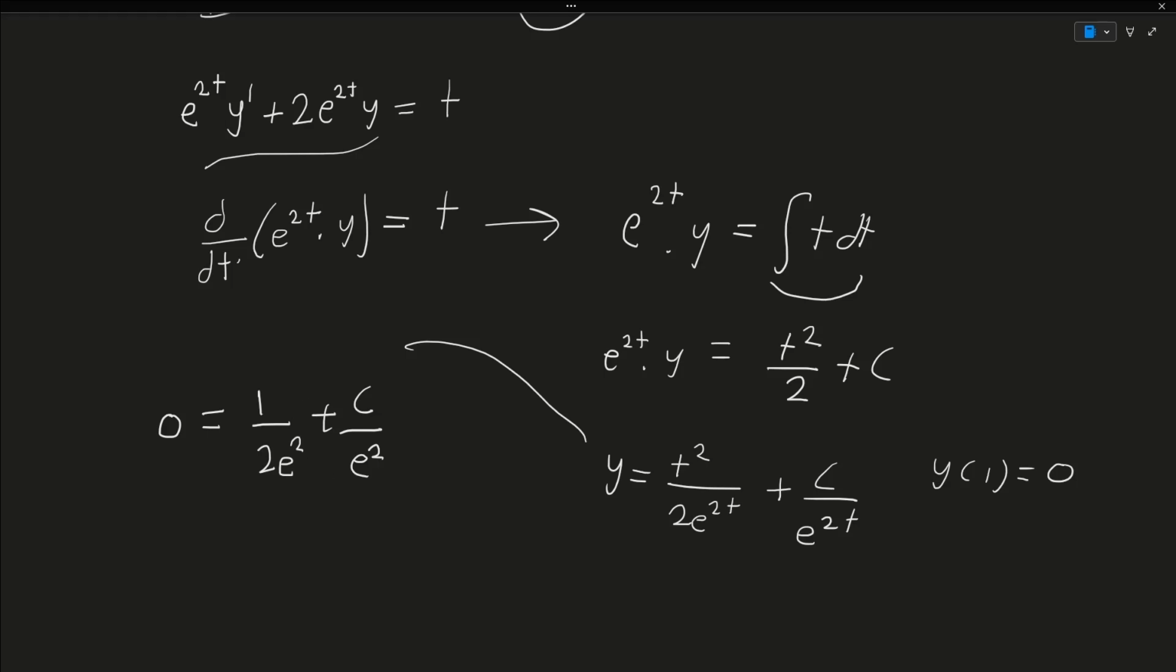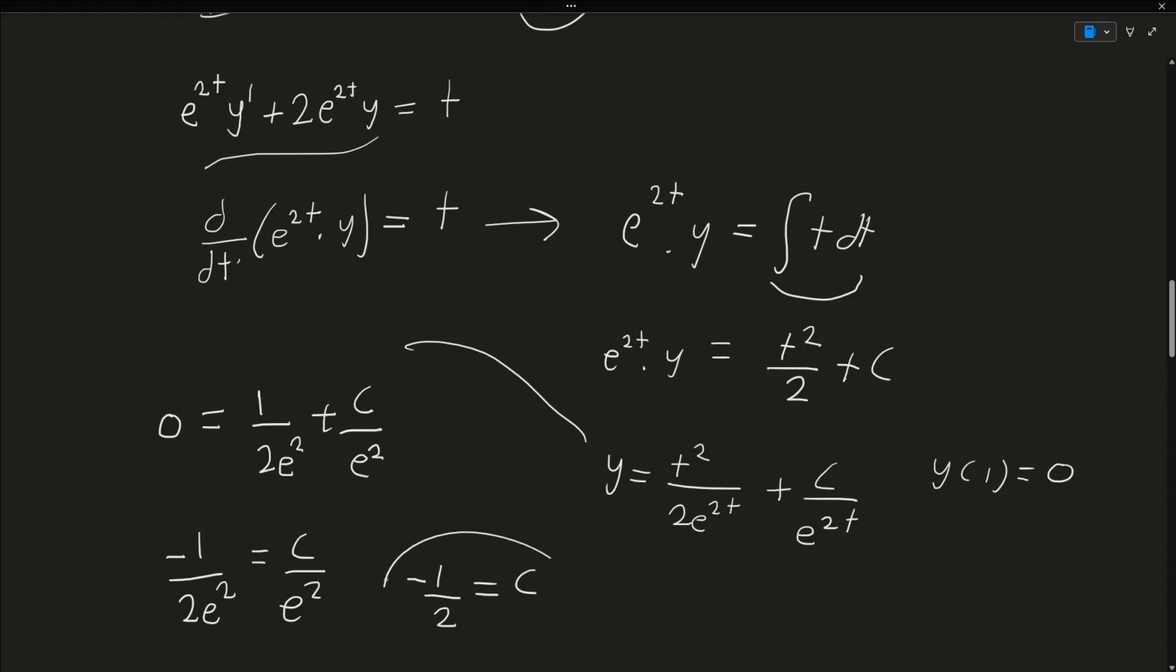And now, what do we know about this equation? Well, we have to know that this equation has to be true, and we're trying to solve for c to get the initial condition. So we're going to subtract this from both sides. Negative 1 over 2e to the 2 equals c over e to the 2. And we're going to multiply both sides by e to the 2. So we know that negative 1 over 2 is going to be equal to c.